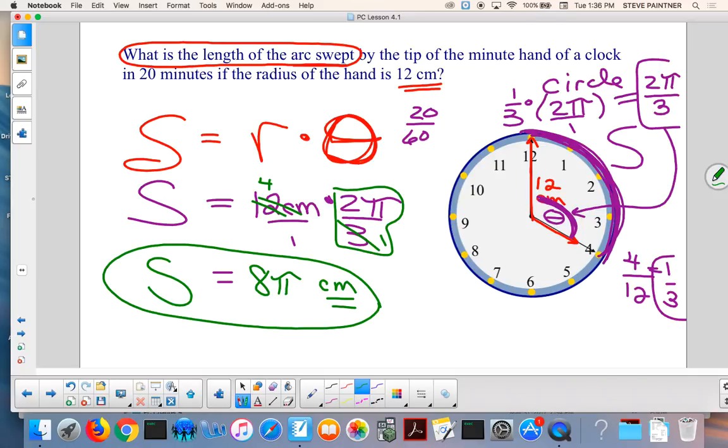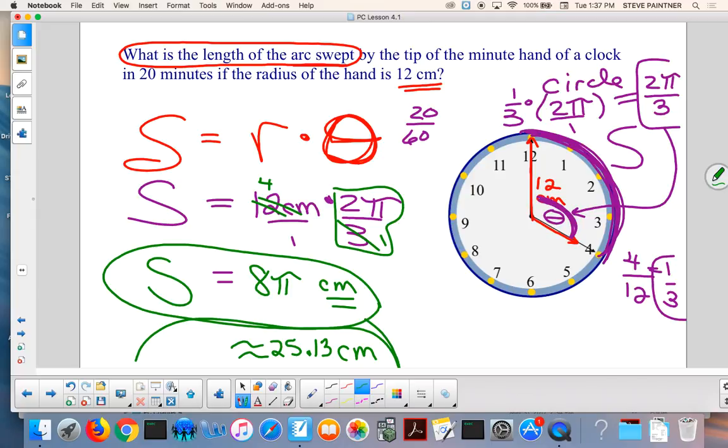Now, quick, how far did the tip of the clock go? Give me a number, like something I can understand a little better. Roughly what? 25.13 centimeters. Okay, there you go. That's a little easier for me to understand. If you tell me I traveled 8 pi centimeters, I'm like, oh, well, what is 8 pi? It's 25.13. Okay.